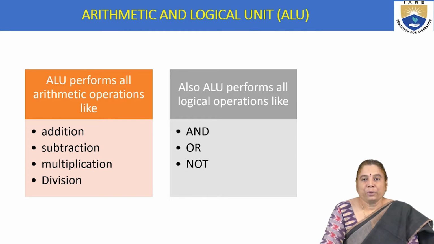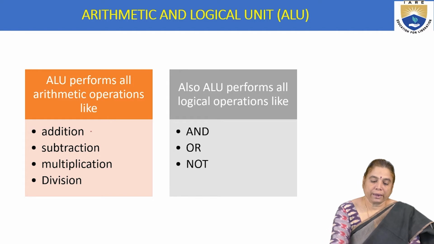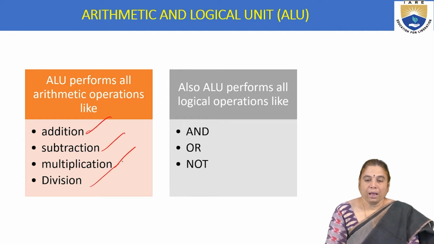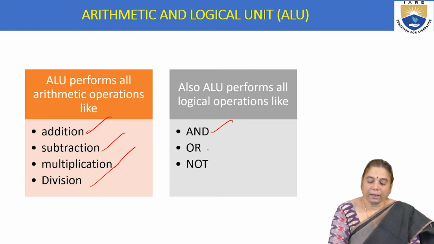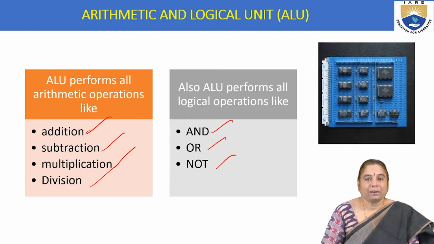Next subunit of the CPU is the arithmetic and logical unit. In short, it is referred to as ALU. ALU performs all arithmetic operations like addition, subtraction, multiplication, division. And decision making capability can be incorporated with logical operations like AND, OR, NOT. The layout of the ALU is like this.